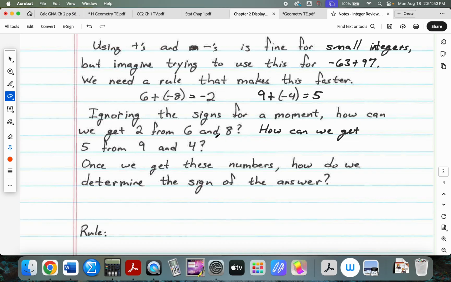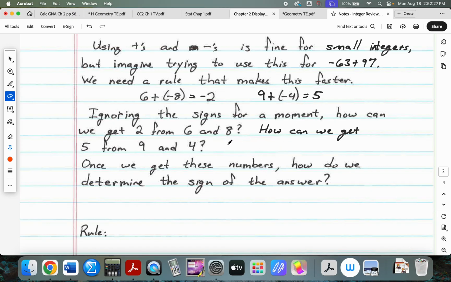Subtracting them. And how can we get 5 from 9 and 4? Yeah. Subtract those two and we get 5. So once we get those numbers, how do we determine the sign of the answer? Well, which one had more, the negative or the positive here? There was more negative than positive. When I add them then, the answer will be negative. And here there was more positive than negative, so we're going to end up with a positive number.